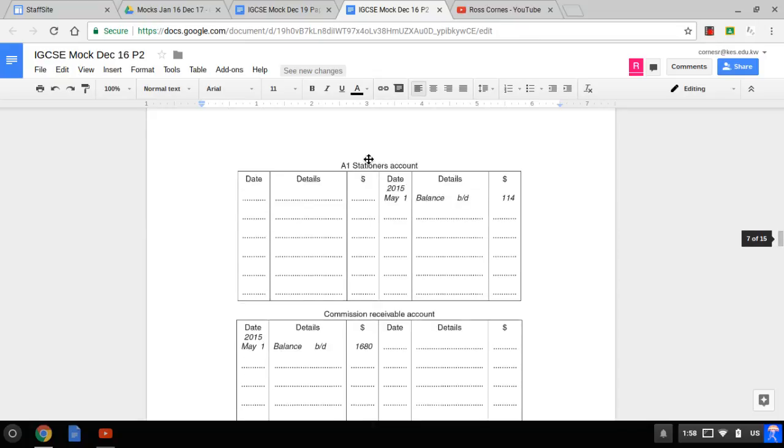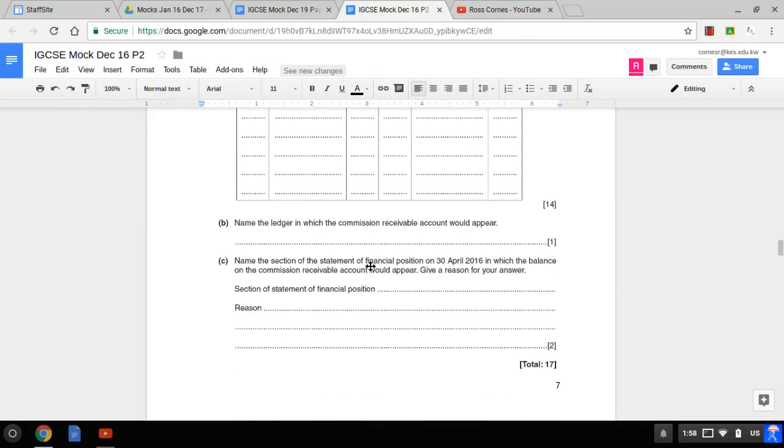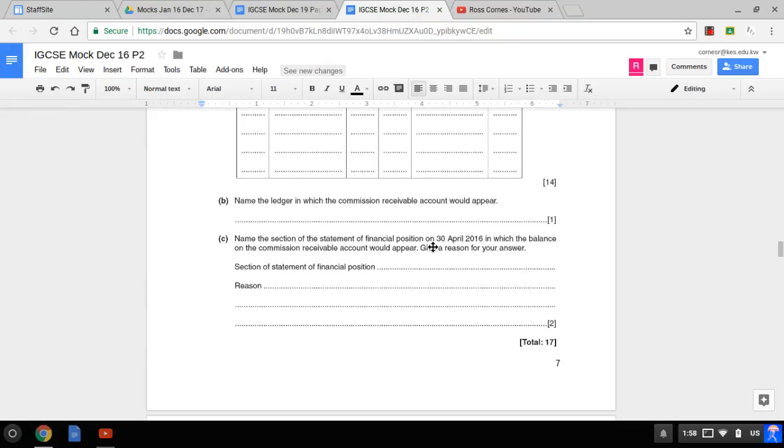And then a couple of quick questions. Name the ledger in which the commission receivable account would appear. That's got to be the general and nominal ledger because the only other two ledgers are sales and purchases, and they are for customers and suppliers accounts.